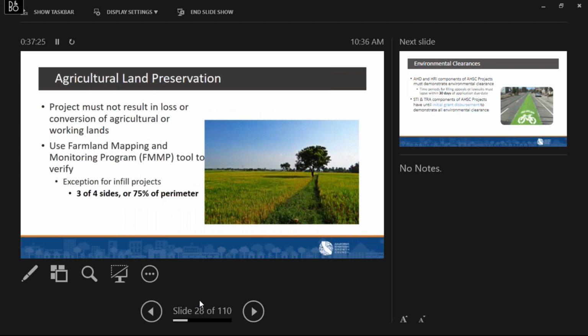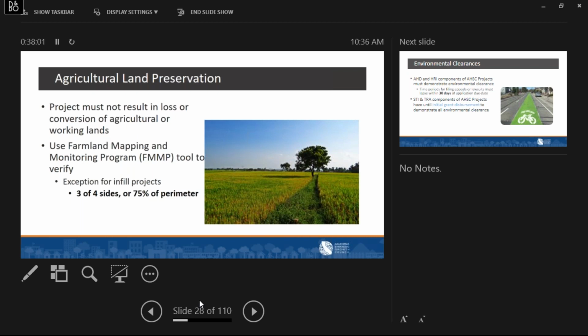So our agricultural land preservation threshold says that the project must not result in a loss or conversion of agricultural or working lands. And you can use the Farmland Mapping and Monitoring Program tool to verify this. So there is a tool through the Department of Conservation to see whether your project is on agricultural land. This tool uses data that may be a few years old. So if you know for a fact that this is no longer agricultural land, we have an exception.